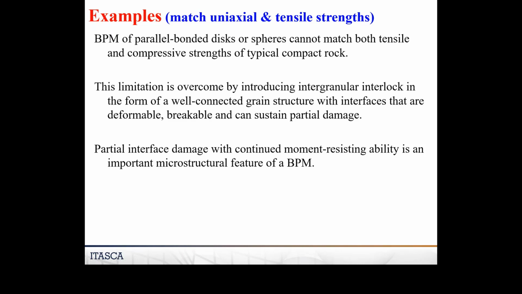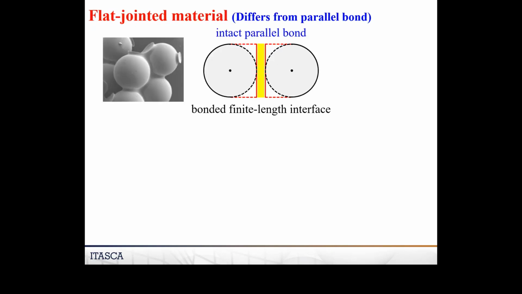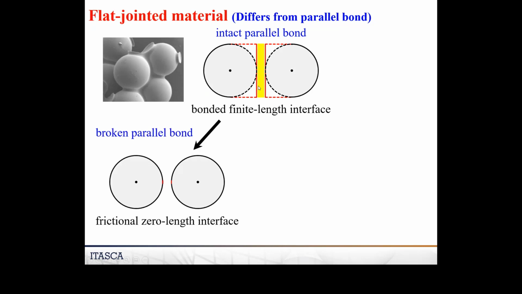We find now that you can overcome this limitation if you somehow introduce intergranular interlock, okay, and have a well-connected grain structure that can sustain partial damage. And so that was actually what led to the development of this flat joint model. So here's again a parallel bond. This is like the cement. When it's bonded, after it breaks, there's no more cement. It's only a frictional interaction. There's not much resistance to rotation anymore.